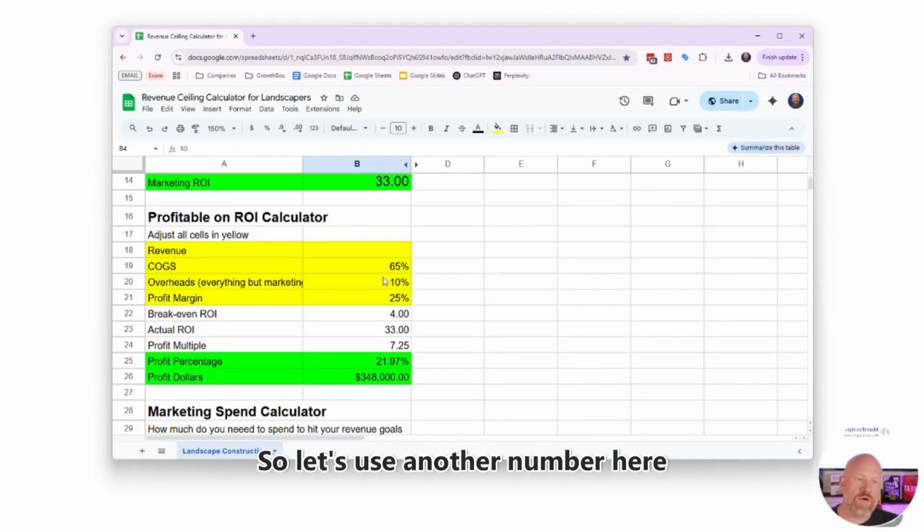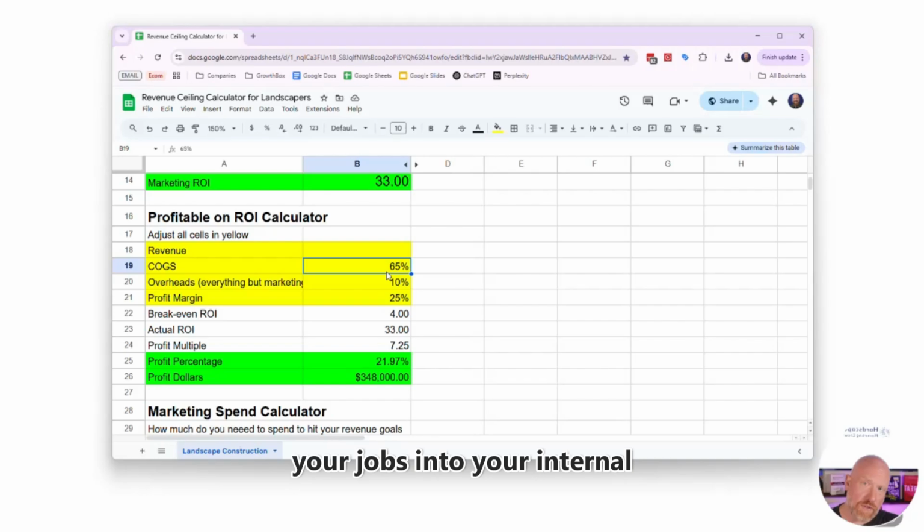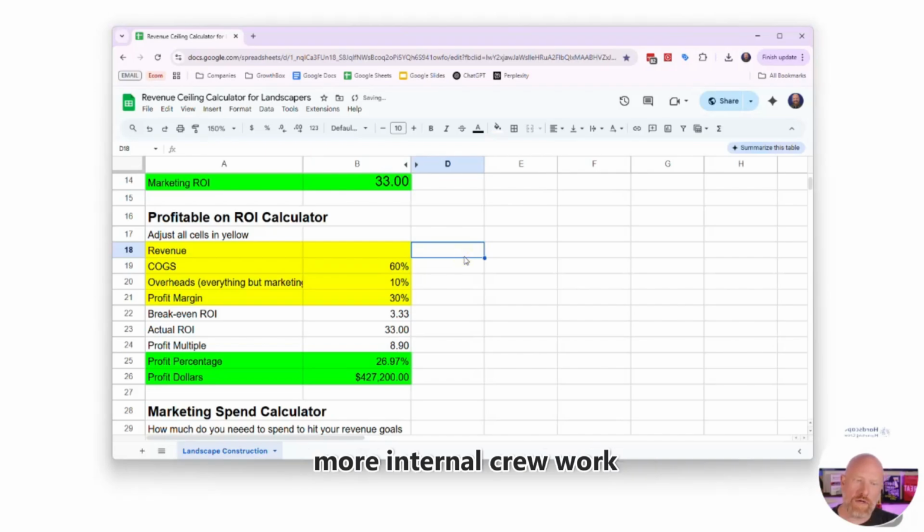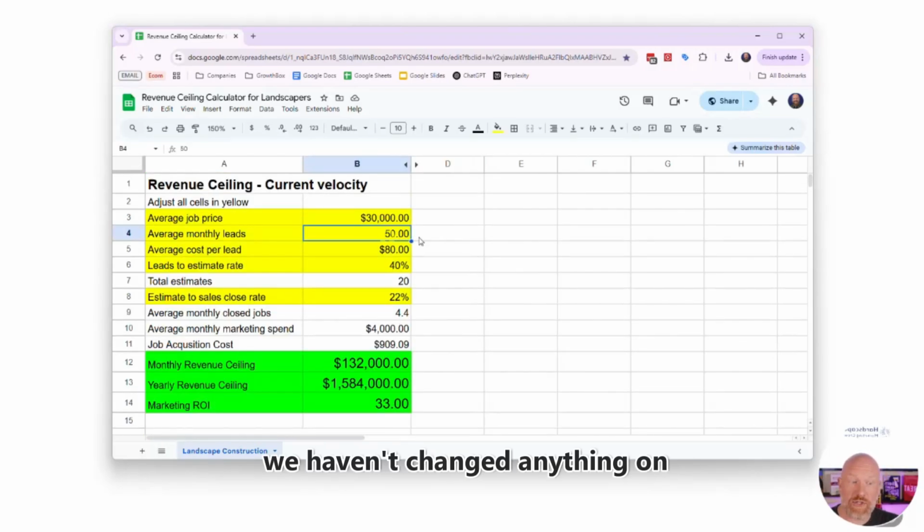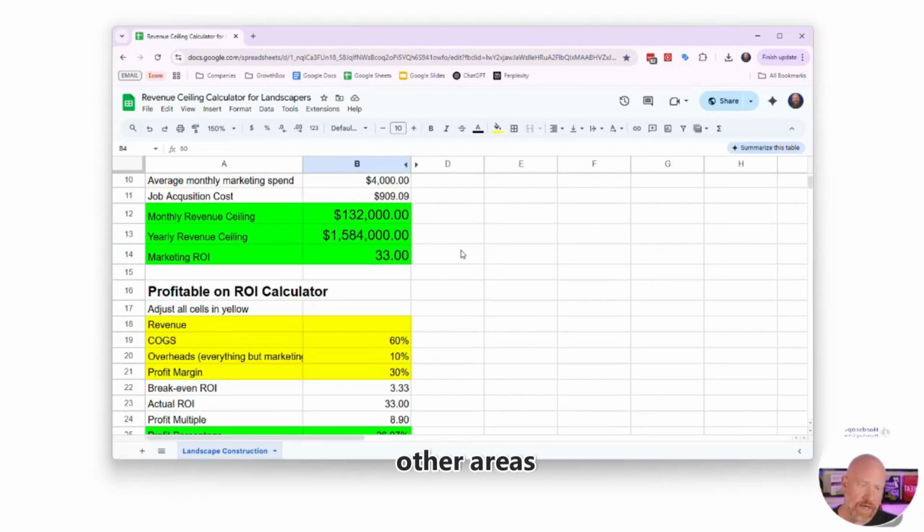Okay, so let's use another number here. Let's say that you take more of your jobs into your internal crews. We're going to lower this from 65 to 60 because you're doing more internal crew work. Boom. Now you're at 26% profit in your business, and now you're profiting $427,000. Again, we haven't changed anything on lead volume yet. We're just doing better across average job price and all those other areas.